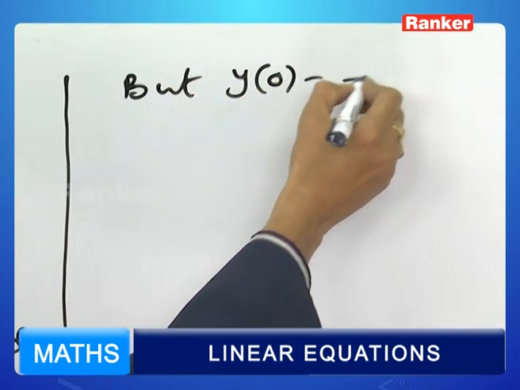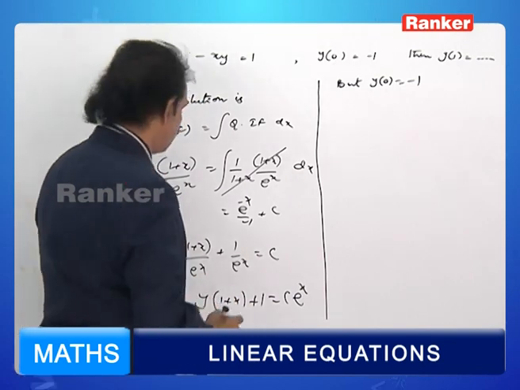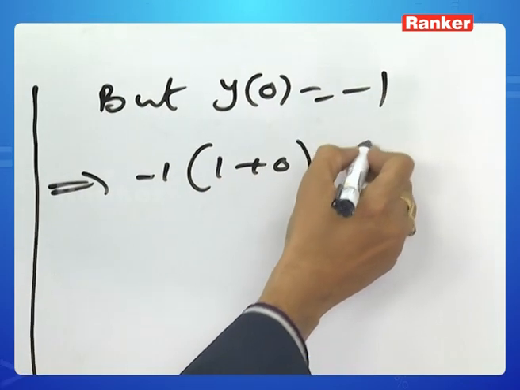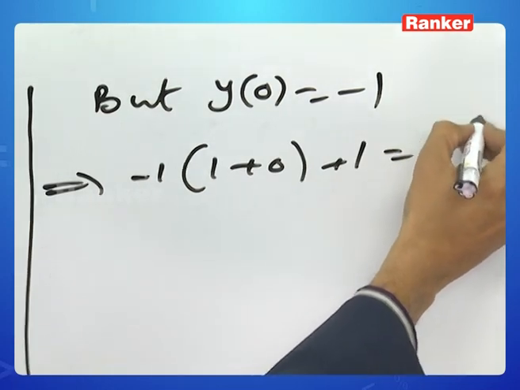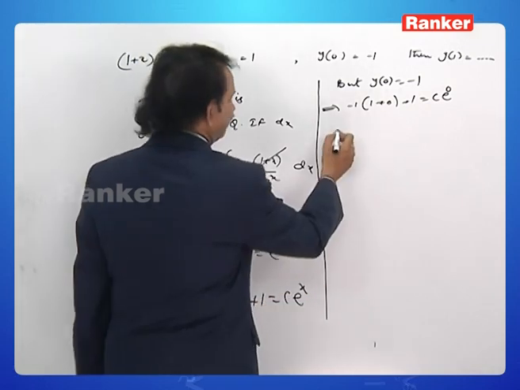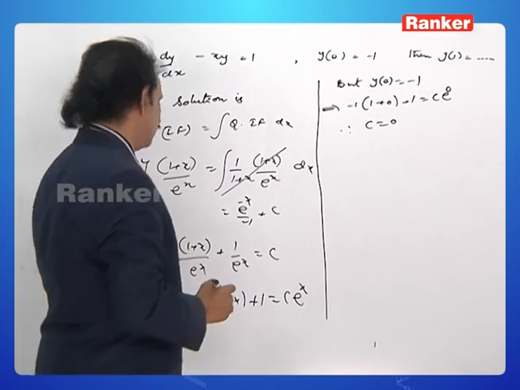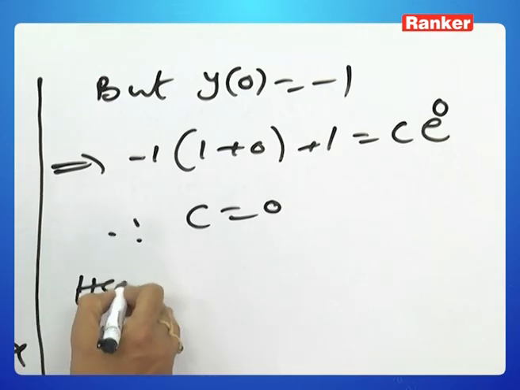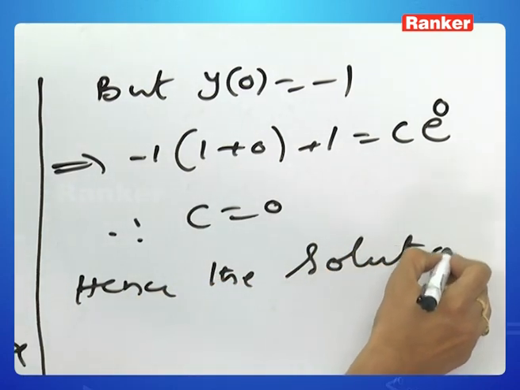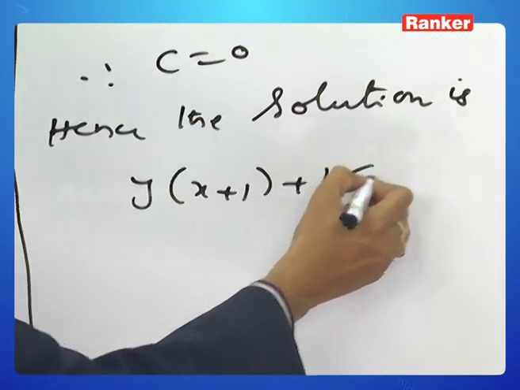But y at 0 is minus 1. That is, if you take x is equal to 0, then y will be minus 1. What happens? Implies minus 1 into 1 plus 0 plus 1 is equal to c into e power 0. Minus 1 into 1, minus 1. Minus 1 plus 1, 0. Therefore, c is equal to 0. Hence, the solution is y into x plus 1 is equal to 0.